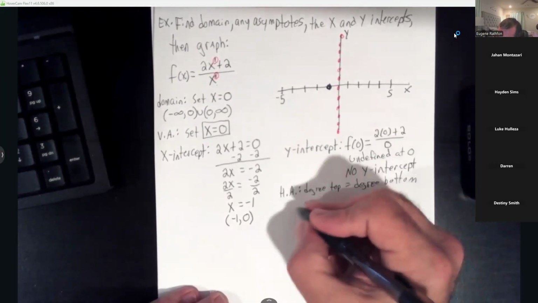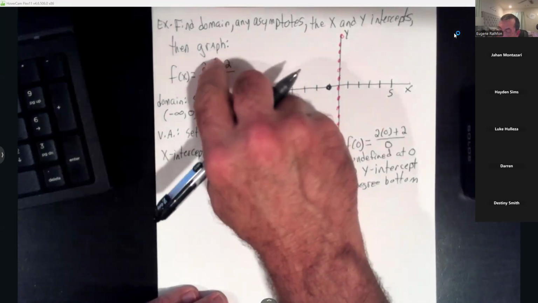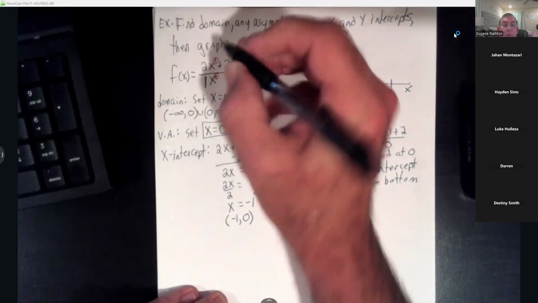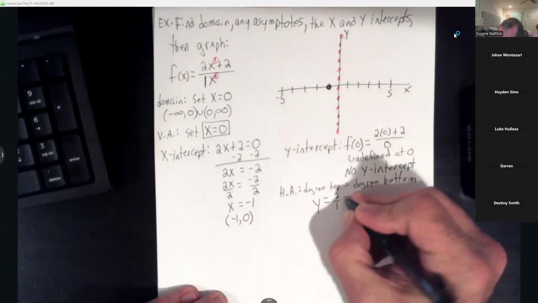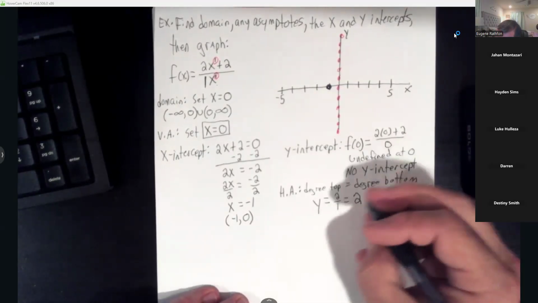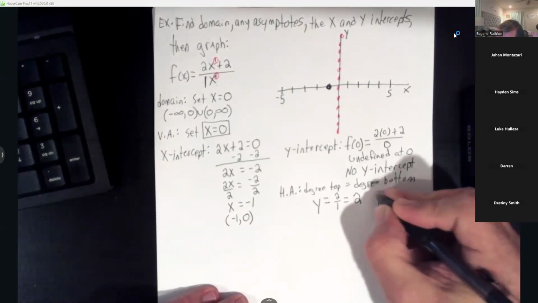Since they match, my horizontal asymptote is going to be y equals 2. There's not a number in front of that x down there, so it's like a 1. So it's 2 over 1, which is 2. So that means my horizontal asymptote, when you put it in MATLAB, would be y equals 2.